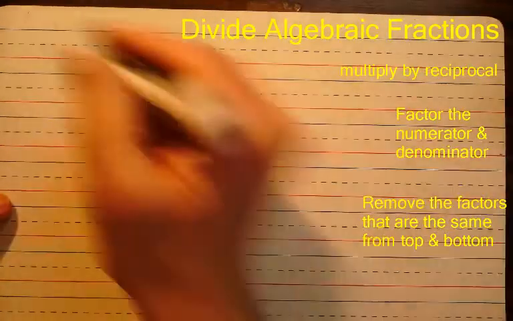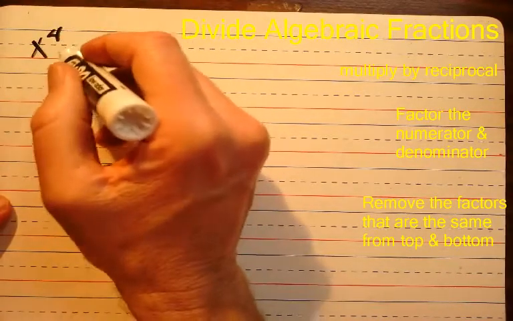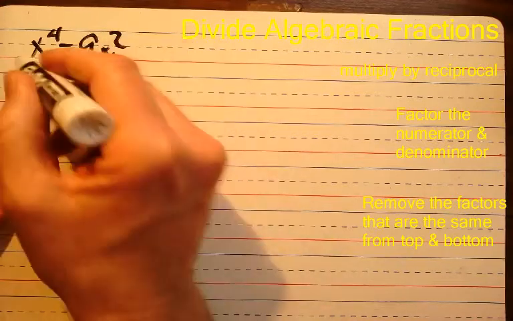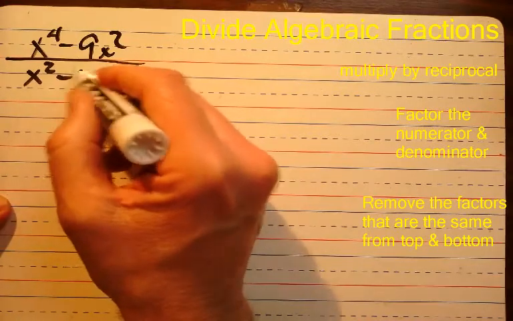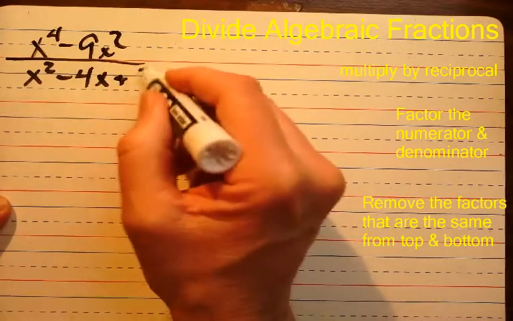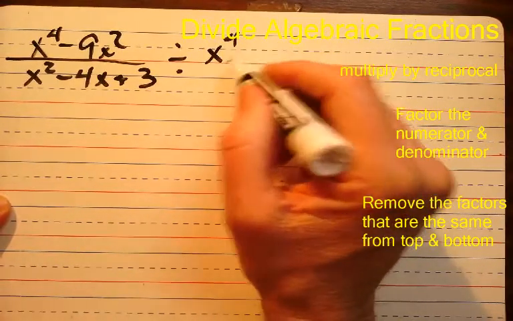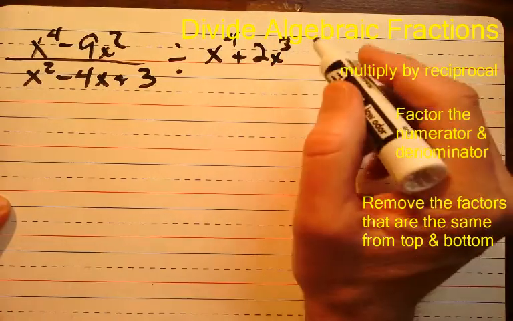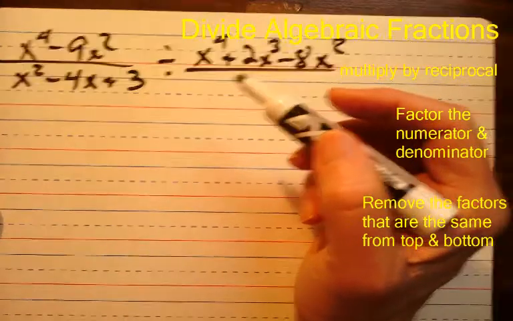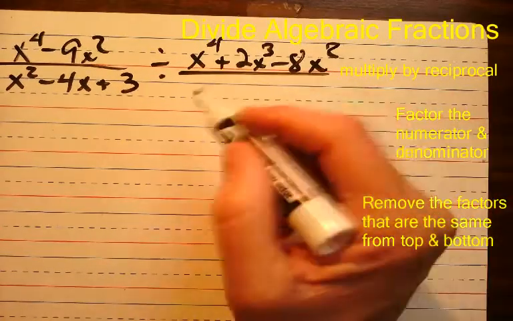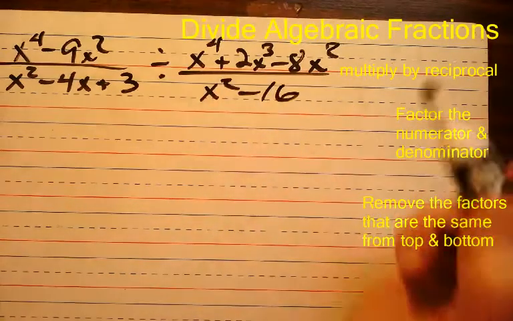Okay, here we go. This is another one that has things that are common. Minus 9x squared. And then x squared minus 4x plus 3 divided by x to the 4th again. Wow. 2x cubed minus 8x squared, all divided by x squared minus 16. Yay!